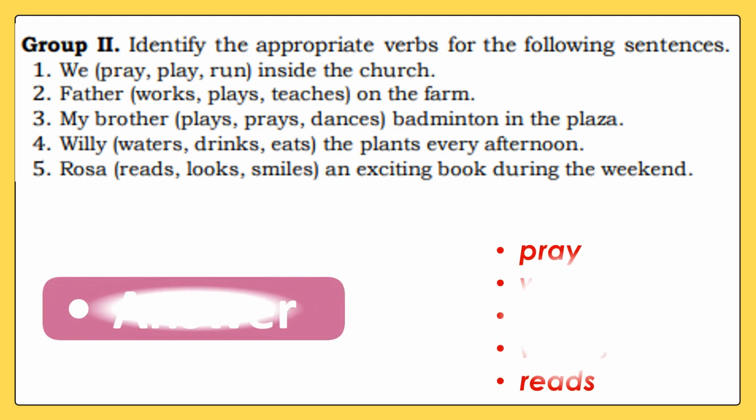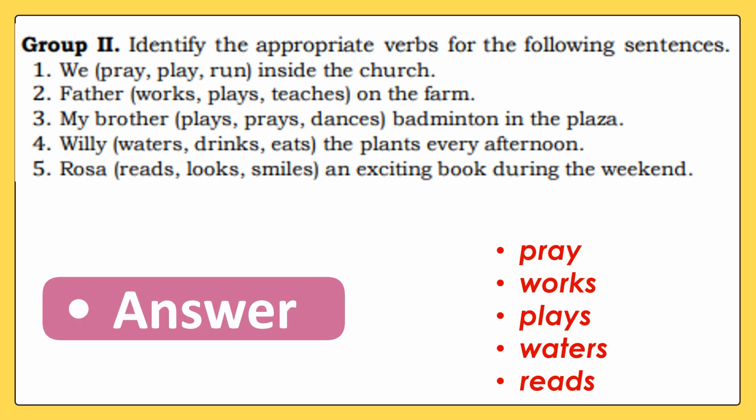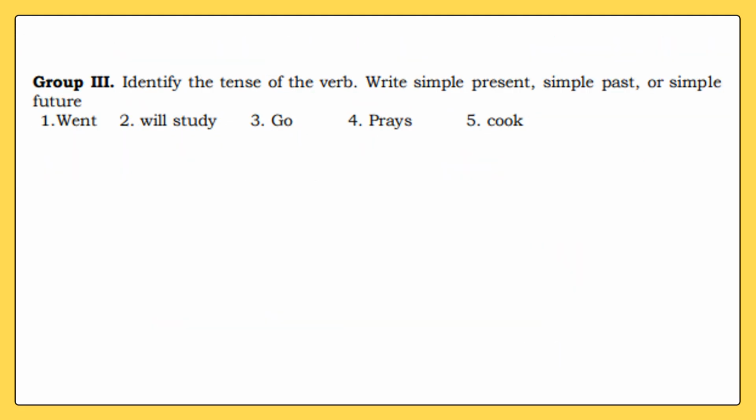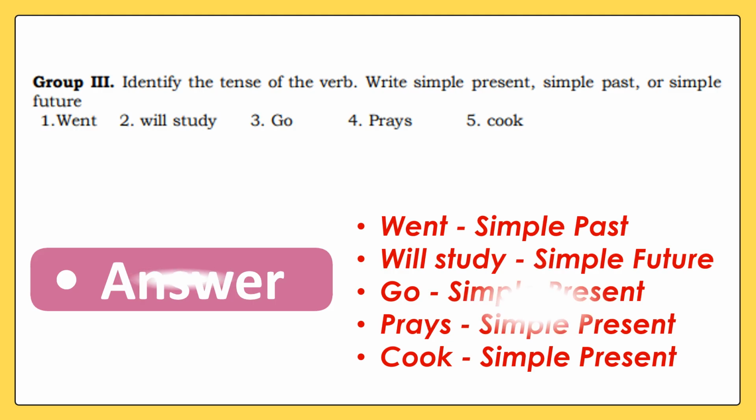And here's the answer. Number 1, pray. Number 2, works. Number 3, plays. Number 4, waters. And number 5, reads. For group number 3, identify the tense of the verb. Write simple present, simple past, or simple future. Number 1, went. Number 2, will study. Number 3, go. Number 4, praise. And number 5, cook.